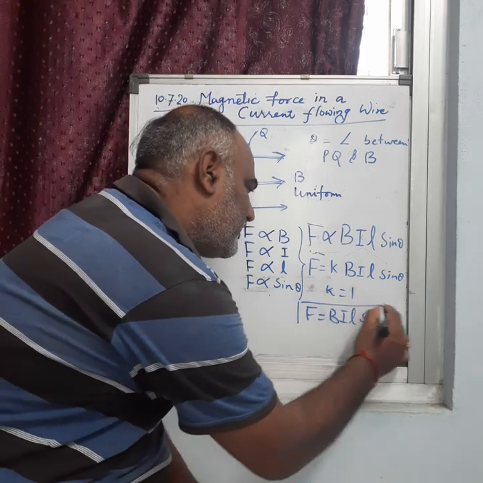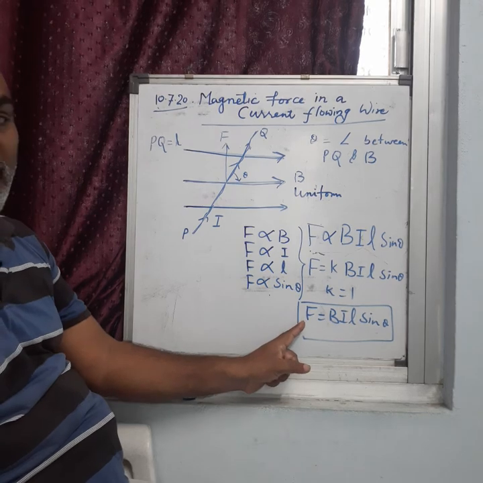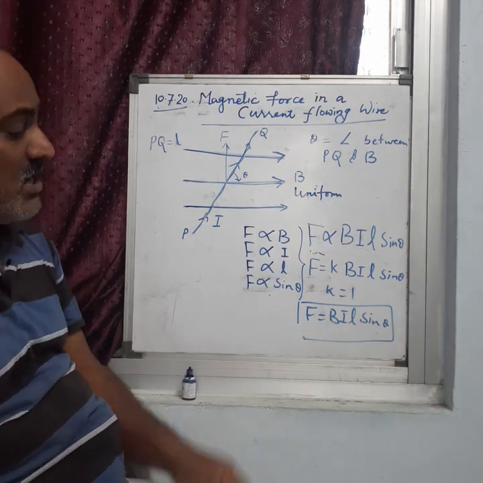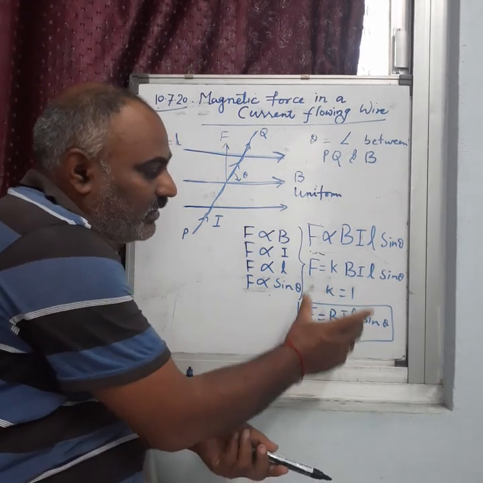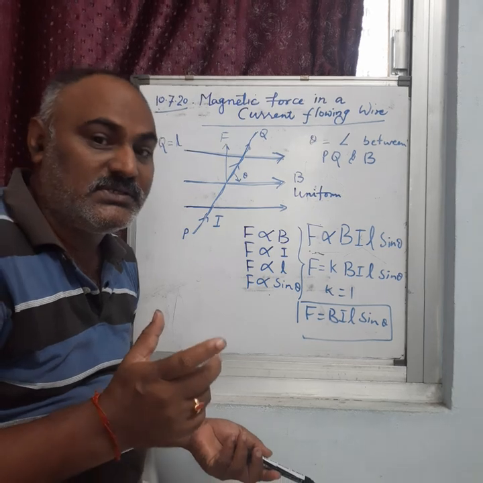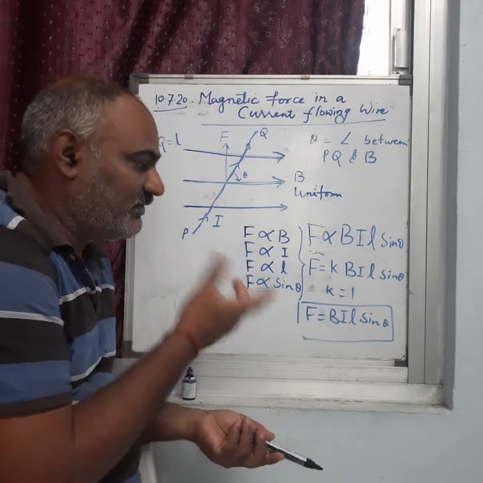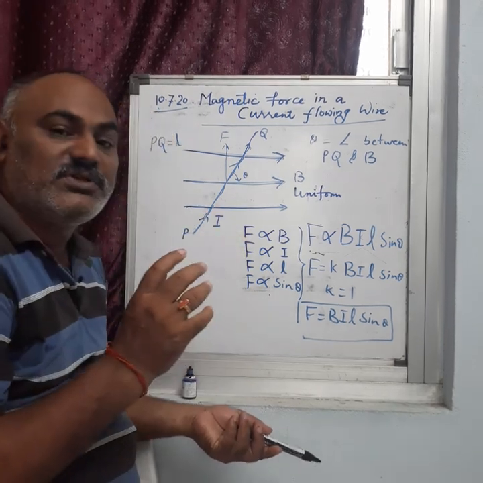So this is the magnetic force. This is the formula for the magnetic force: F equals B I L sine theta. Now see, this is the mathematical formula, but you have to analyze it. This is called the physical significance. What is the physical significance of this formula, or what is the interpretation you can draw from this formula?